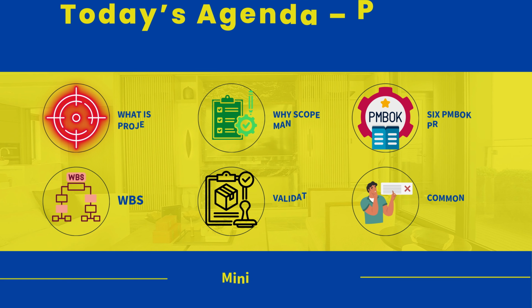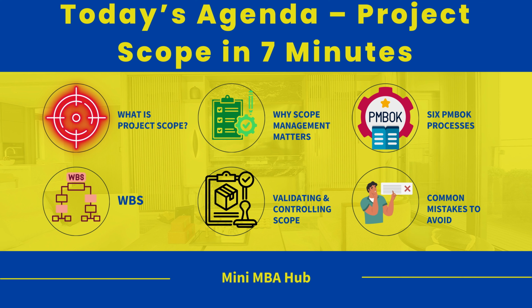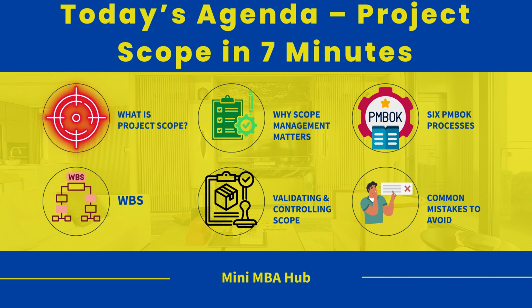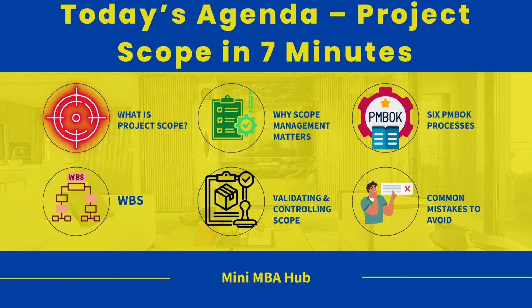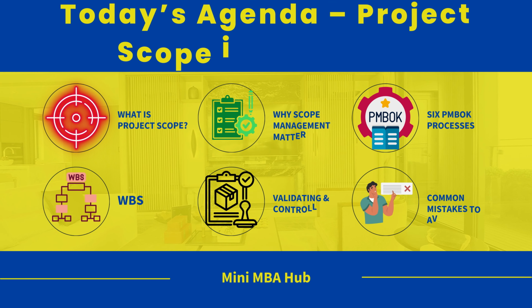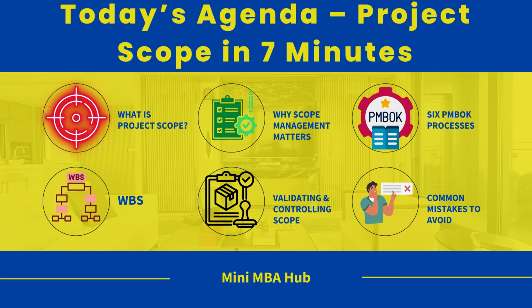Here's what we'll cover in the next 7 minutes. First, what is project scope? Second, why scope management matters. Third, the 6 PMBOK processes. Fourth, the work breakdown structure. Fifth, how to validate and control scope. Sixth, common mistakes to avoid. And finally, we'll wrap up with a viewer Q&A.